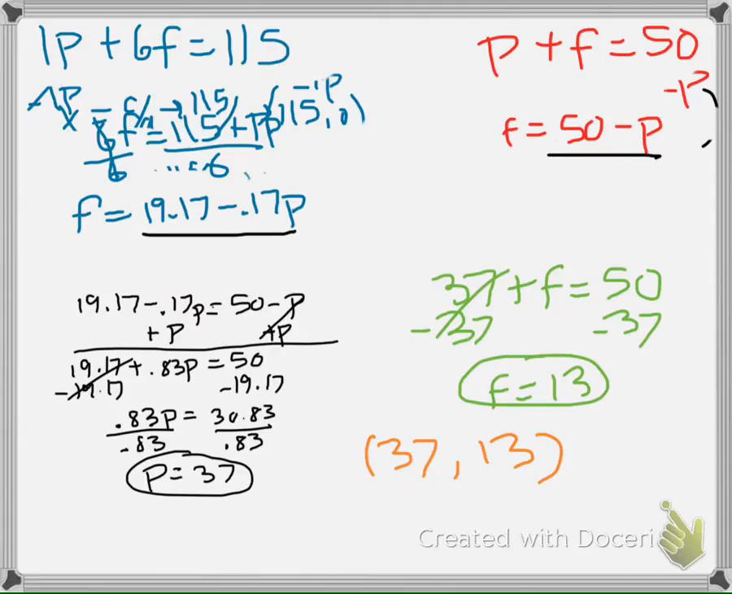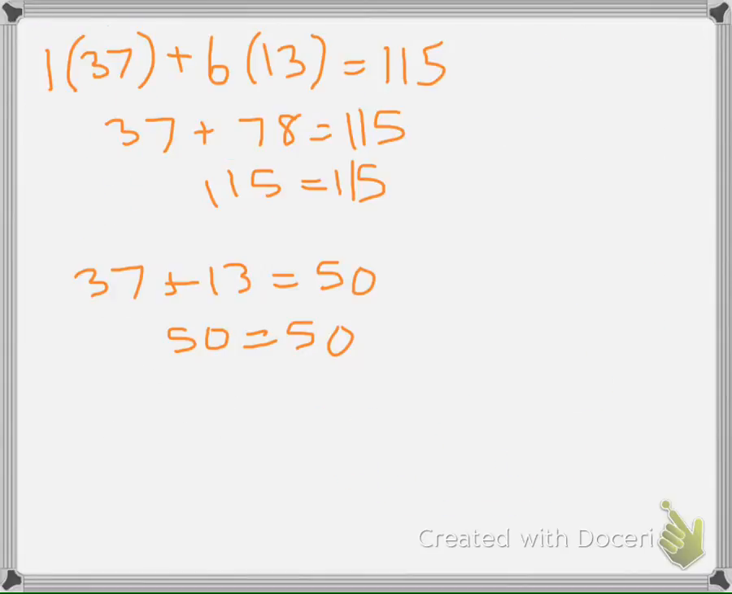So I found my solution, 37 and 13. And then I plugged those back into my two equations just to make sure they were right. So when they sell 37 pennants and 13 flags, they are selling 50 items and make $115.